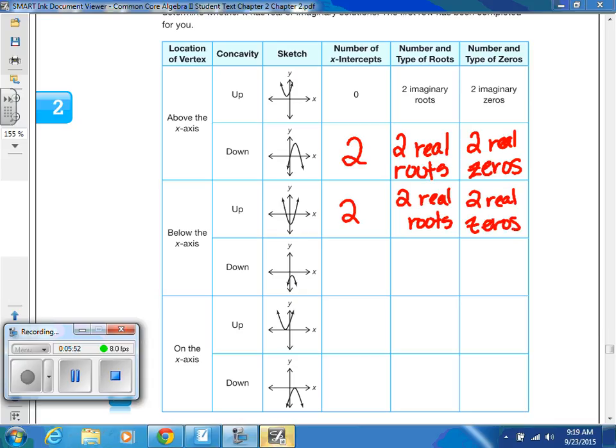Below the x-axis and it opens down. How many x-intercepts does it have? 0. So it has 2 imaginary roots, and 2 imaginary zeros.